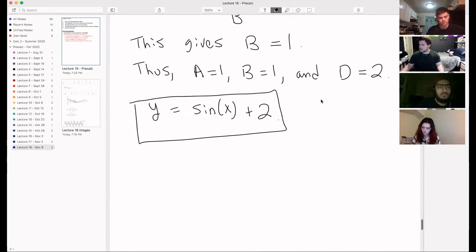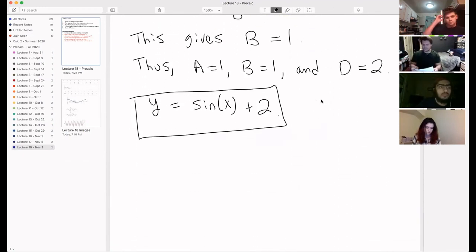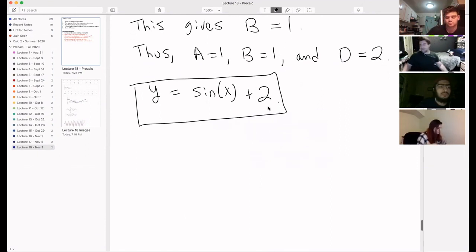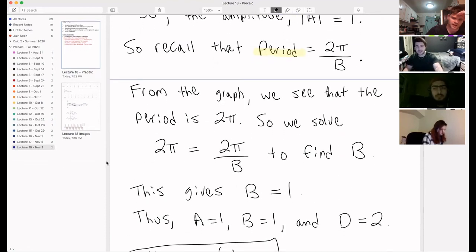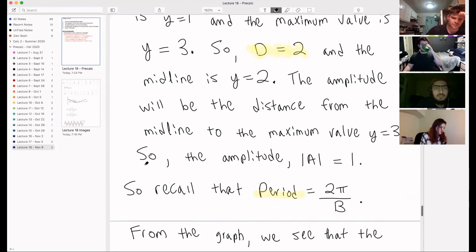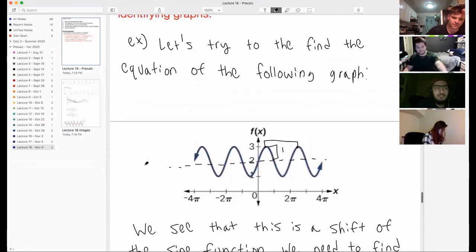We're going to do 2 more of these just to get some practice with it. Okay, so next one. I do have one quick question, I'm sorry. Yeah. How did we differentiate between a sine and a cosine graph up there?